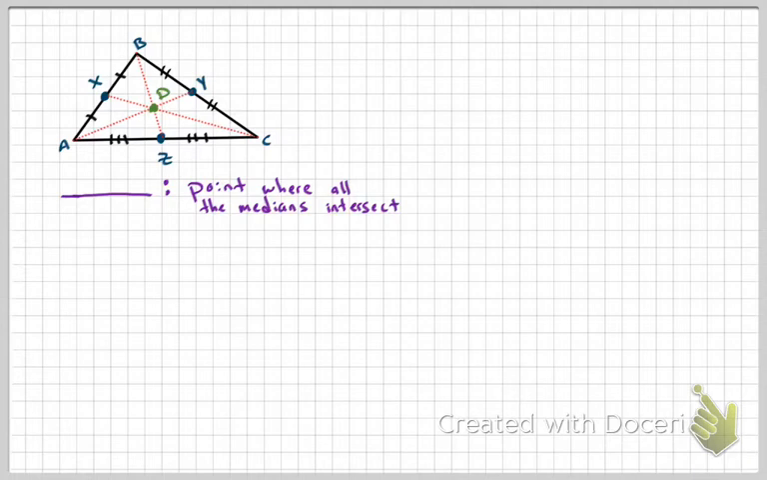So when I look at our diagram here, notice that x, y, and z are all midpoints of our triangle's sides. Again, we know that because we have single dashes, double dashes, triple dashes. That means that all of our red dotted lines are medians, okay? And so notice point D, where the medians are intersecting. Where the medians intersect, that is called the centroid.